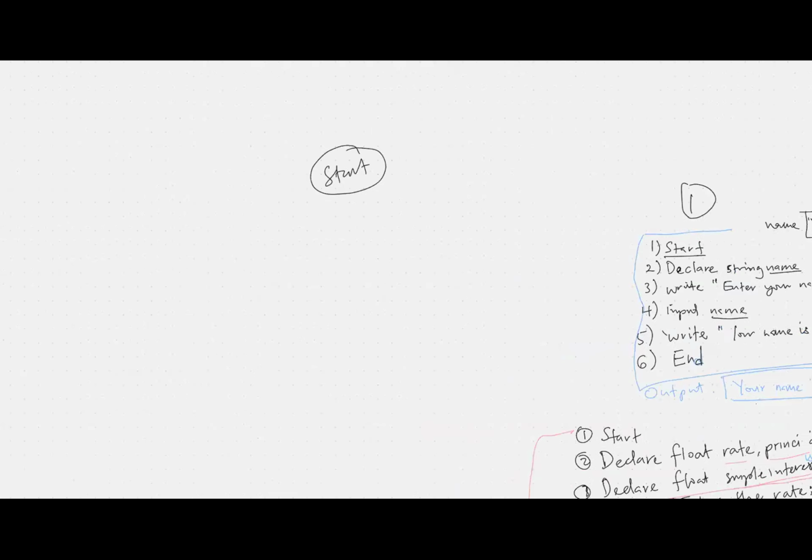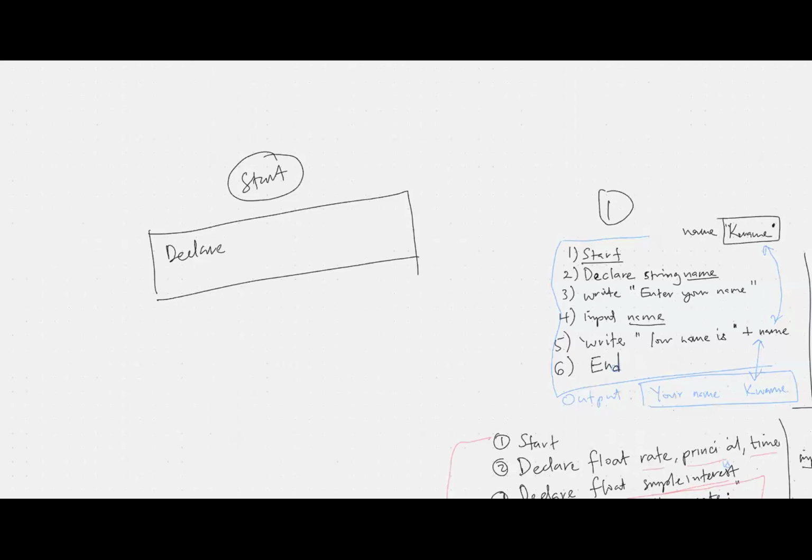Then what do we use for declare? A rectangle. Thank you very much. So you should draw the rectangle. Okay, my rectangle is not very good, not looking nice. So you should draw the rectangle, and then you should write what is on this one. So declare string name. Okay.